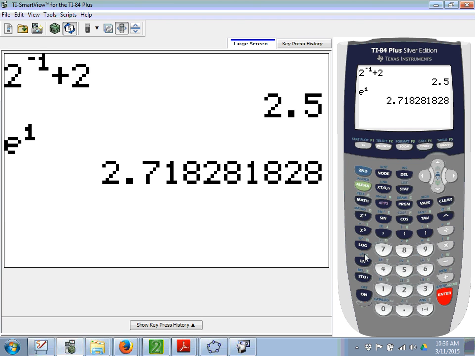You do second and then the natural log button. And what is it? It's about 2.7, I guess 2.72 if we're rounding, but that's the value of E. Okay?